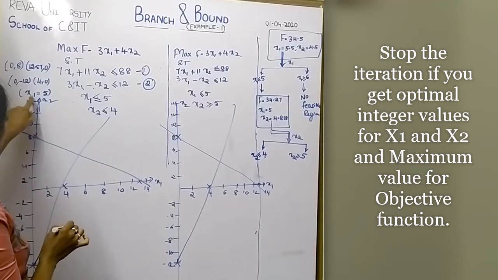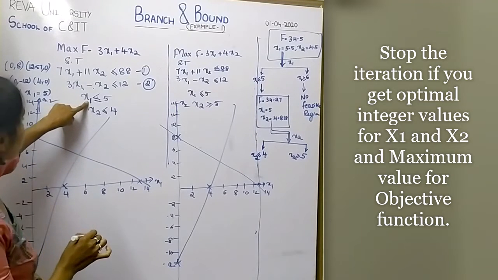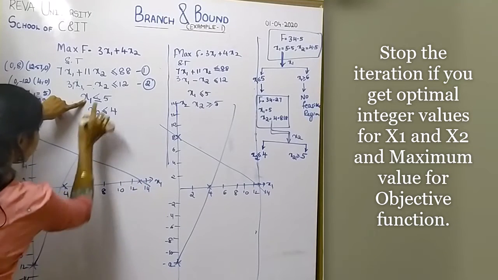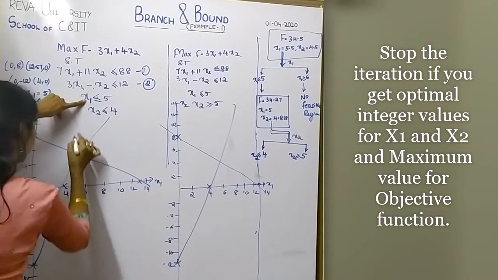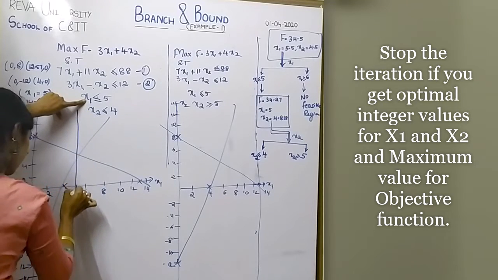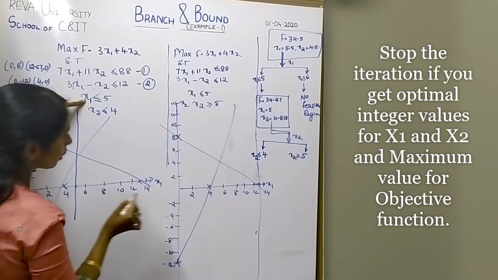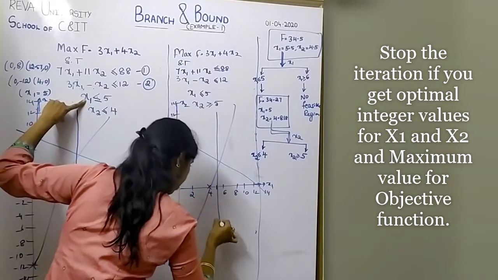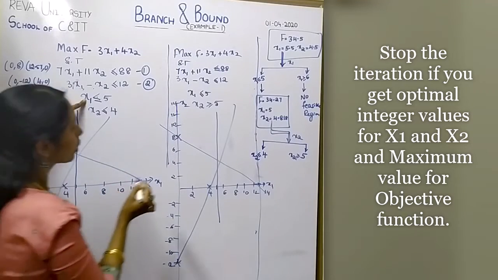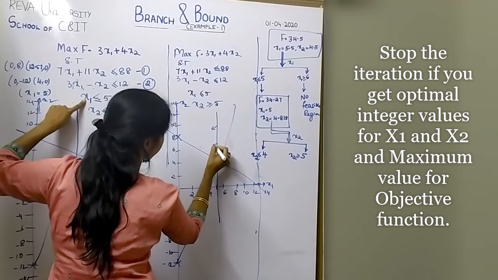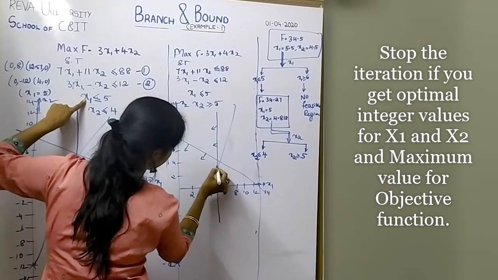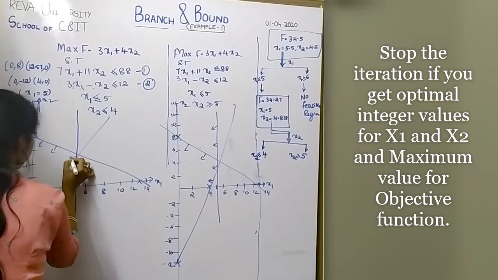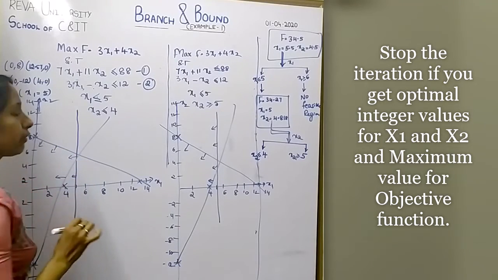What is the one more condition we have to consider now? X1 is equal to 4. X1 is equal to 5. So 5 is somewhere here. X1 is equal to 5. Here also x1 is equal to 5. Okay, so it should be less than. So the value resides within this feasible region.